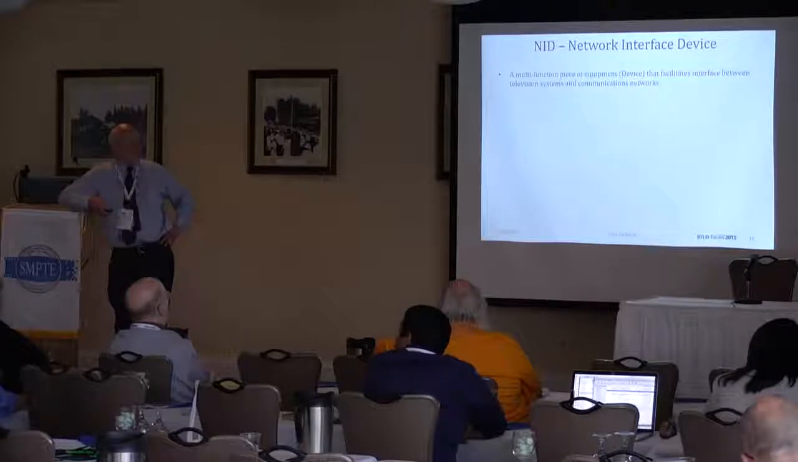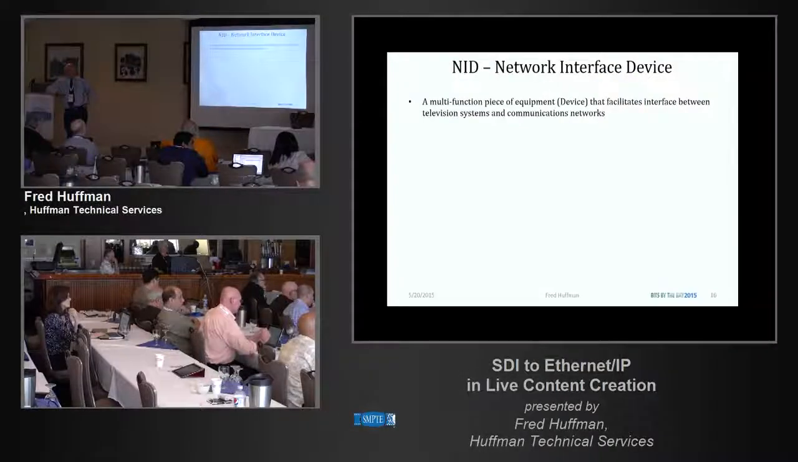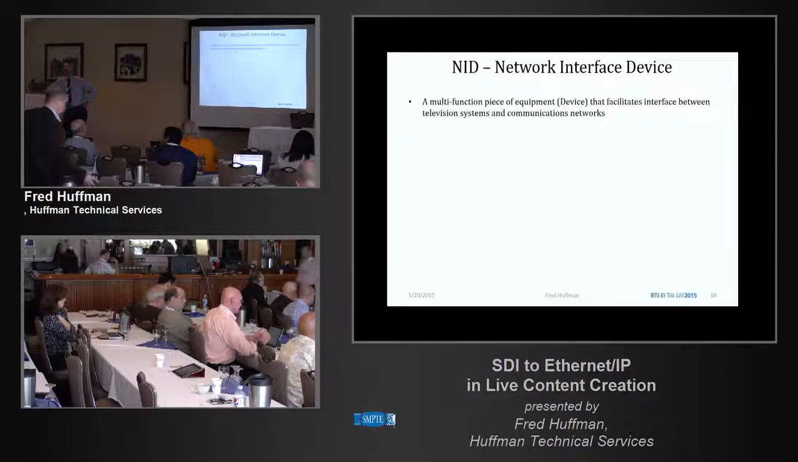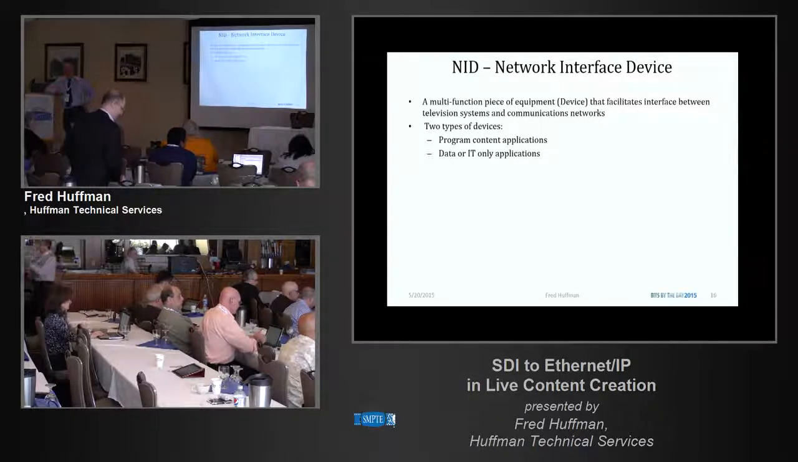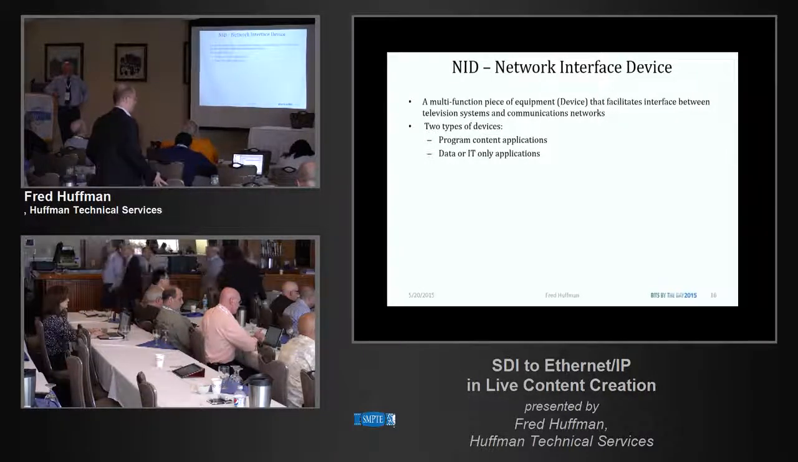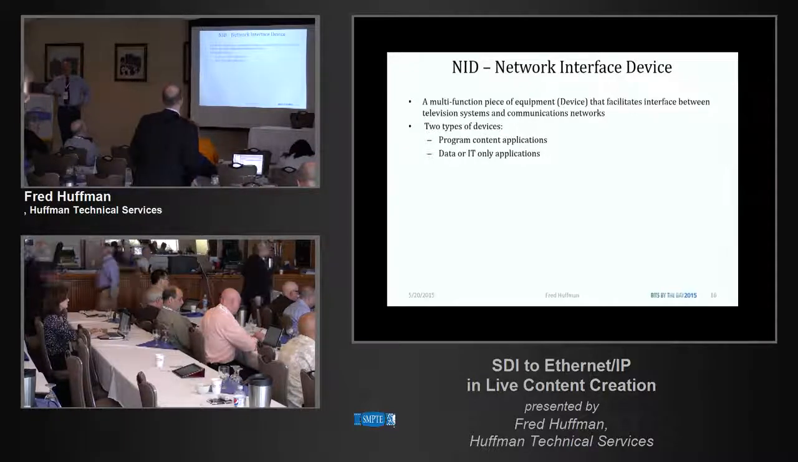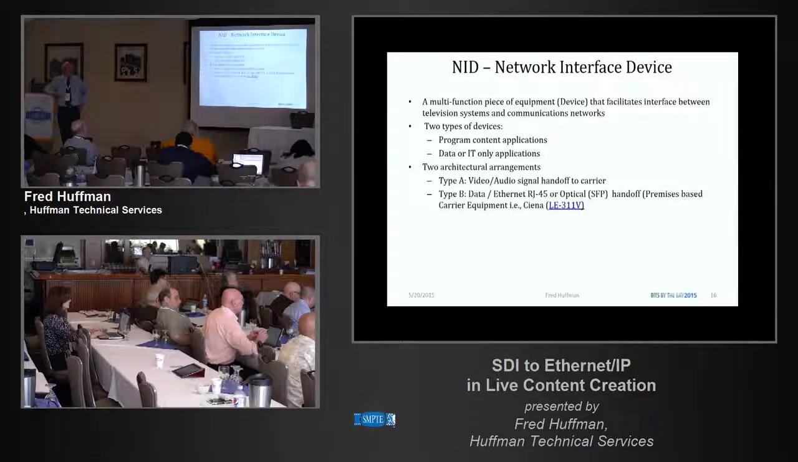What is a network interface device? It's basically a multifunction piece of equipment that facilitates interface between a television system and a communications network. That's my definition of it anyway. There are two types of devices. There are those that deal with content on the TV interface side, and then there's data or IT only devices. I'm going to talk a little bit about both.